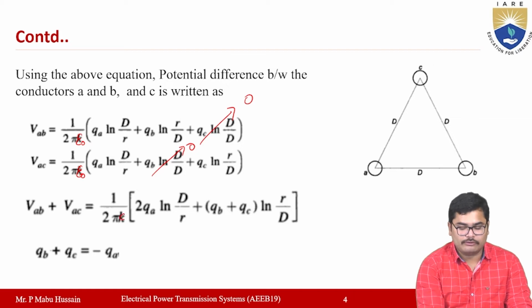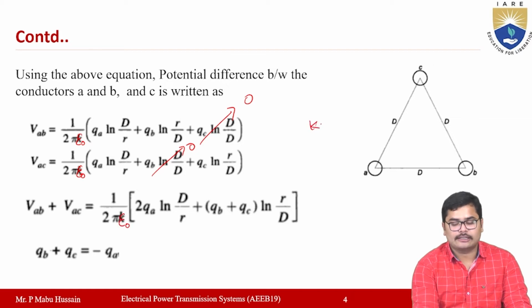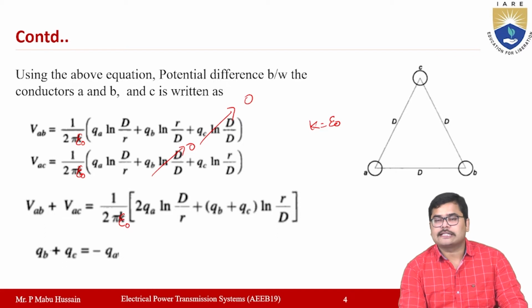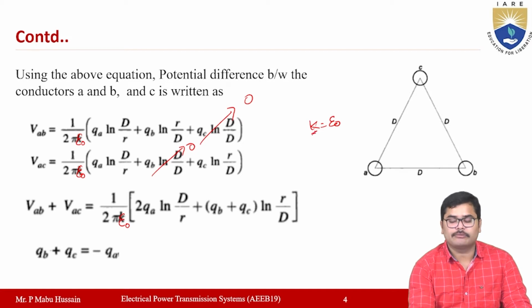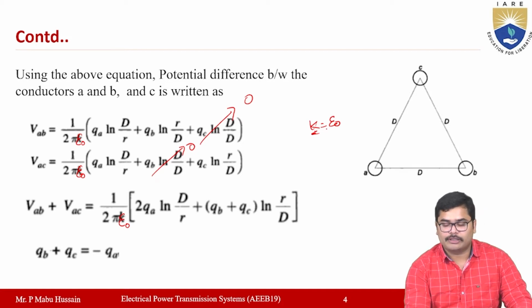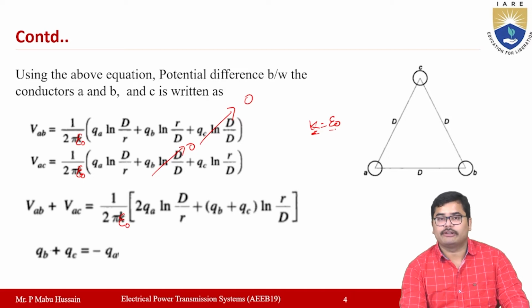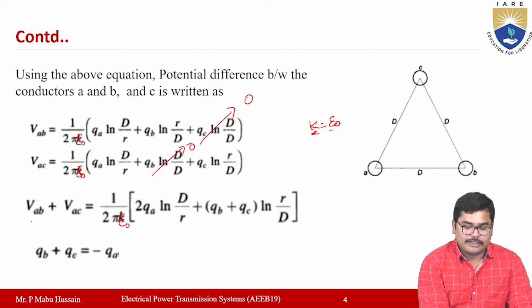Okay, so always consider that k is nothing but epsilon naught. In some textbooks, instead of representing epsilon naught, they represent it with k. So this k is nothing but permittivity, which is represented with epsilon naught. Sorry, permittivity. Okay, so this VAB plus VAC, now we are adding these two.